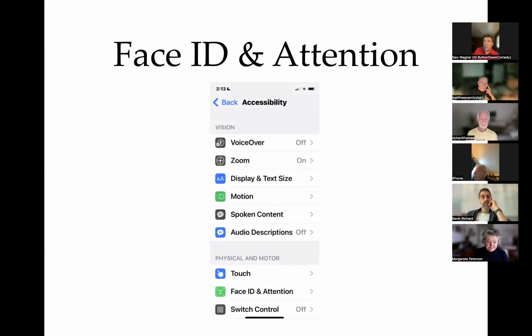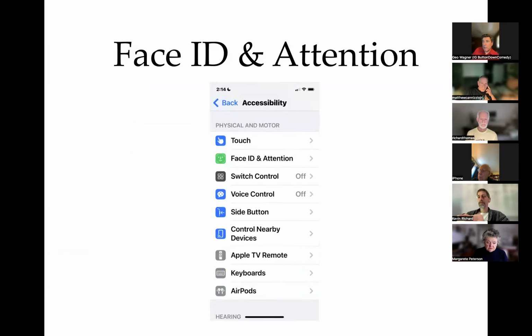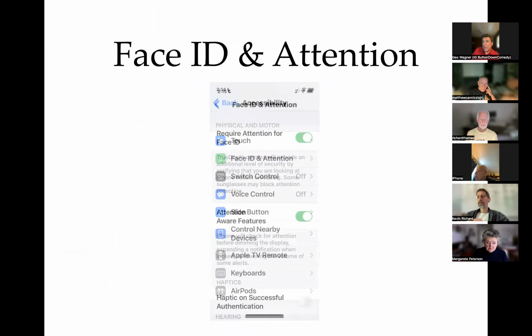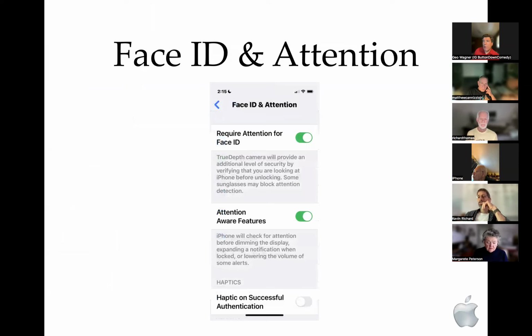Face ID and attention. If you scroll down to Face ID and attention, you'll have require attention for Face ID. What that means is you actually have to look at the camera. I found that tripped me up a couple times because I was doing something that needed a password and it wasn't doing it, and I just had to raise my head to look at the top of the screen because I was reading what was on the screen. But it adds a level of security. Some sunglasses may have a problem with that, but I usually have no problem with the sunglasses unless it's dark. If it's really dark, I don't know why we'd be wearing sunglasses.